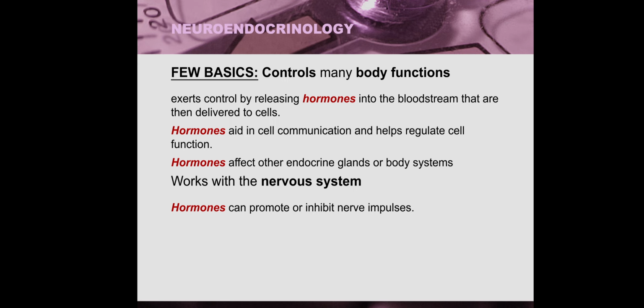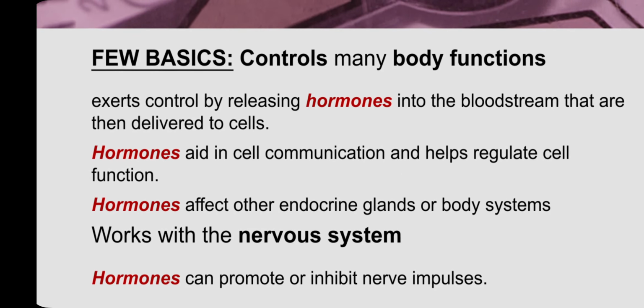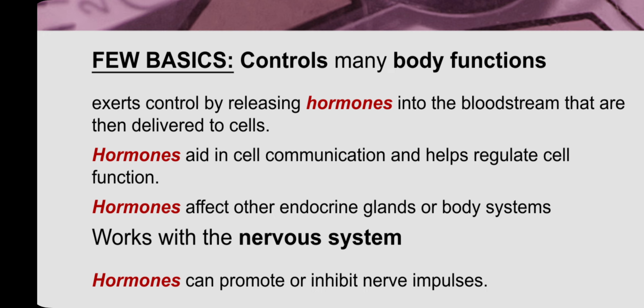Hormones are certain factors which are released into the bloodstream and then delivered to the cells. These are controlled or secreted by the endocrine glands. They aid in cell communication, help regulate cell functions, and also affect other endocrine glands or body systems. They work along with the nervous system, hence the name neuroendocrinology, and they promote or inhibit nerve impulses, because these two work together.